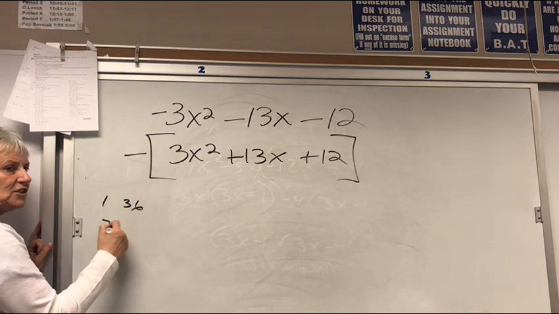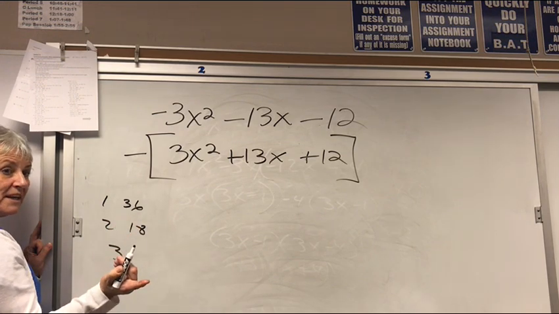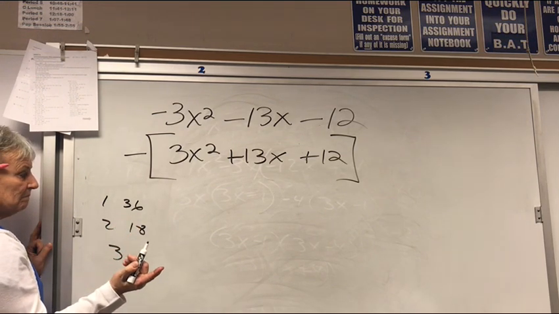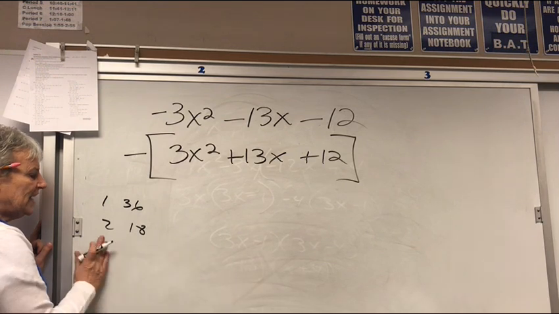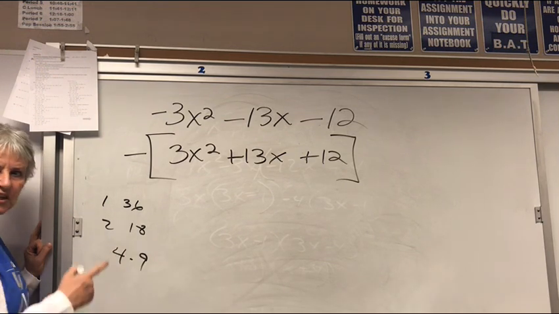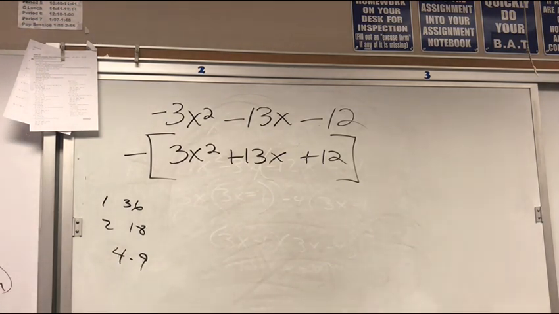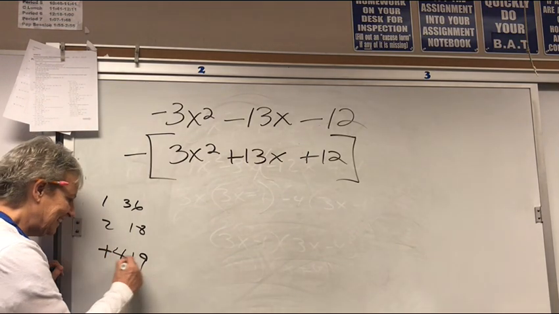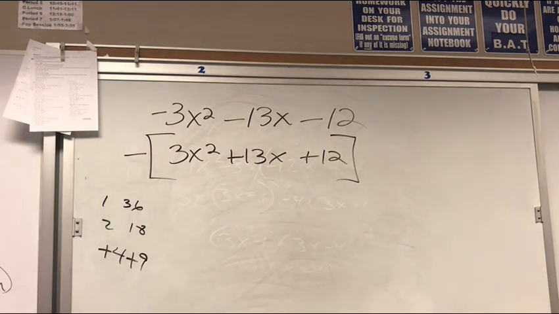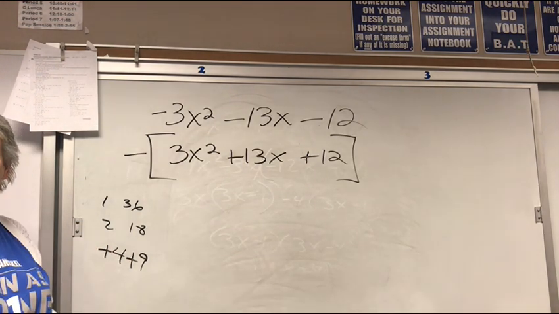1 and 36, 2 and 18. No, what's it going to be? It's 13. It's 4 and 9. That's the only way to get 13. Well, 4 times 9 is 36. No, you're doing it all wrong. She's doing it right. You a teacher? No.